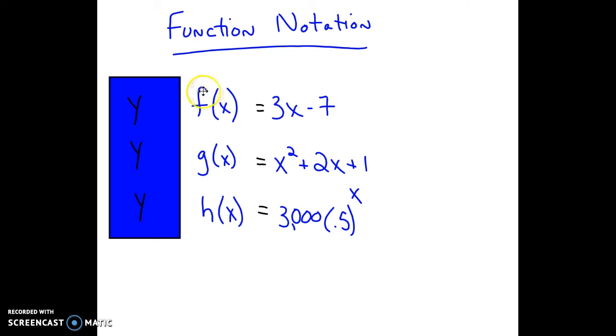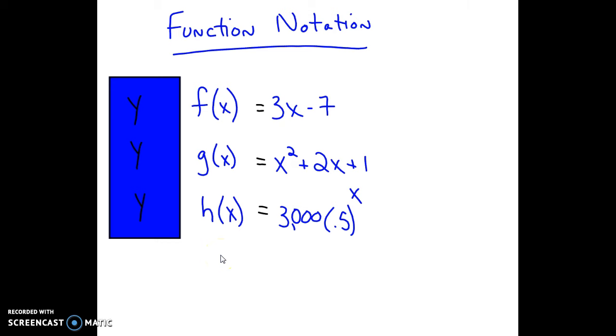You would say this as f of x is equal to the function with the input of x. So this means what you're going to input, 3x minus 7. This one down here, g of x, that's how you say it, is x squared plus 2x plus 1. H of x equals 3,000 times the quantity 0.5 to the x.